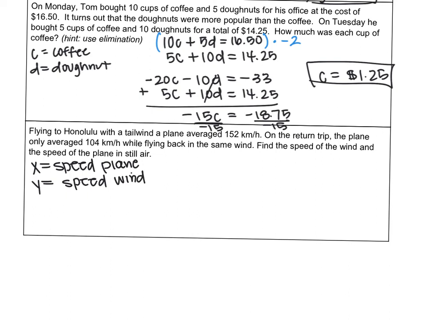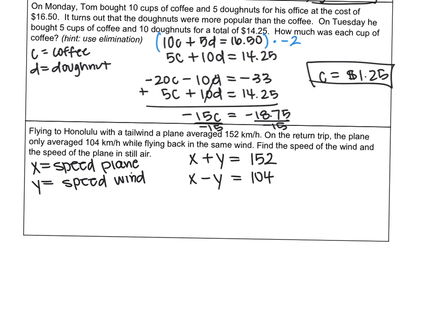So we know that flying to Honolulu, they had a tailwind and it went faster. So that means the speed of the plane plus the speed of the wind combined to go 152 kilometers per hour. Flying back into the wind decreased their speed, so the speed of the plane minus the speed of the wind equals 104.